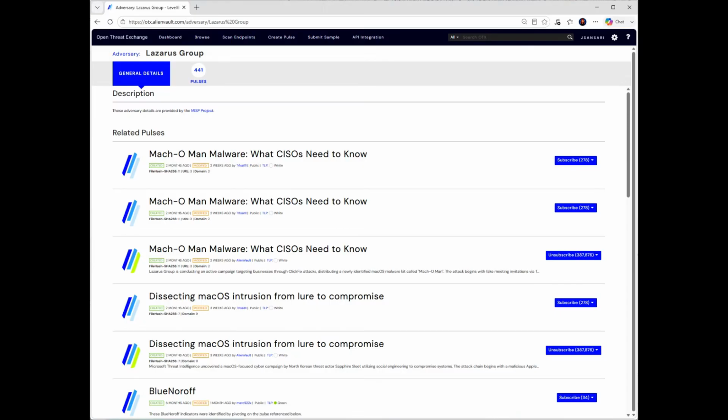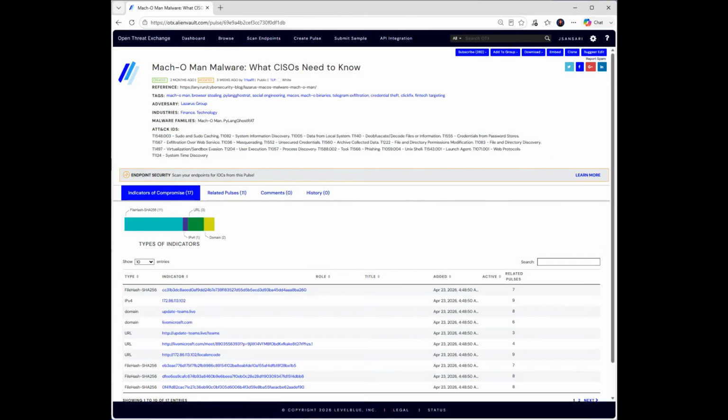The OTX Pulse links the investigated hash and domain to Lazarus Group activity and provides additional context about the malware and attack methods being used. It also shows how multiple indicators can be connected to the same operation, strengthening and validating the findings of this investigation.